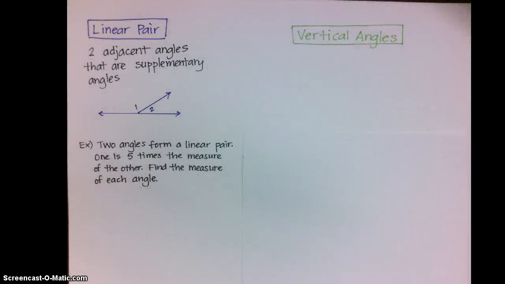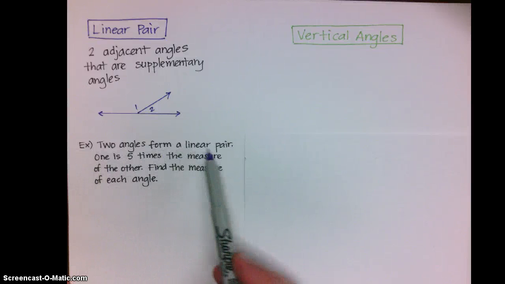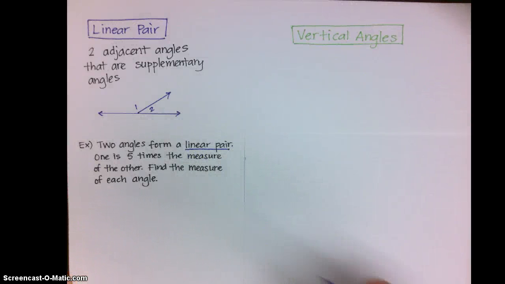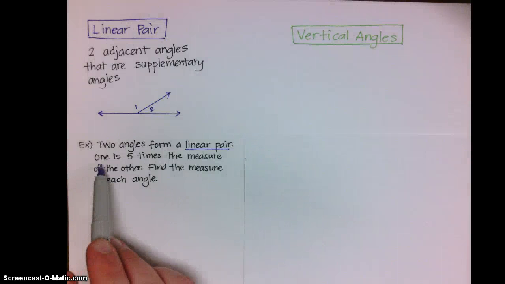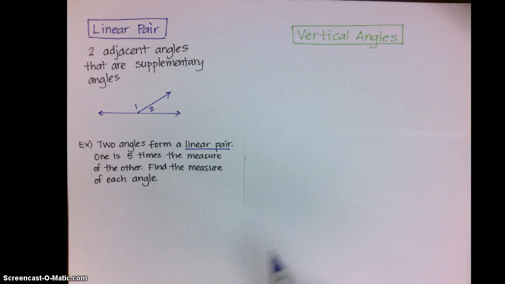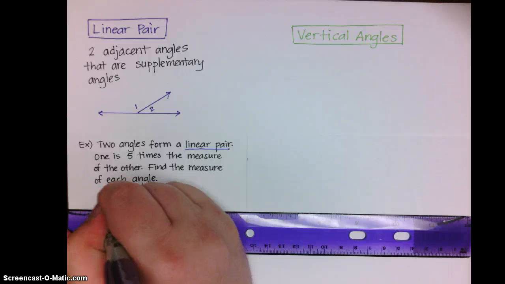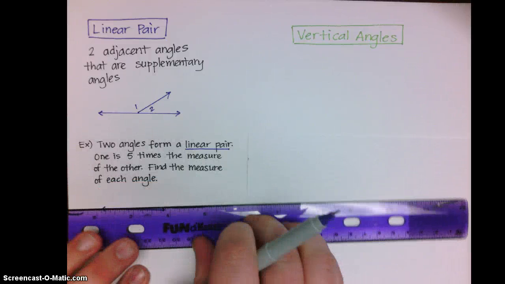So in this example, it says that two angles form a linear pair. So right off the bat, when I see this term linear pair, I know that they add up to 180 degrees. It says 1 is 5 times the measure of the other. So find the measure of each angle. It kind of helps me sometimes to draw a picture. It might help you as well. So I'm just going to sketch a picture.